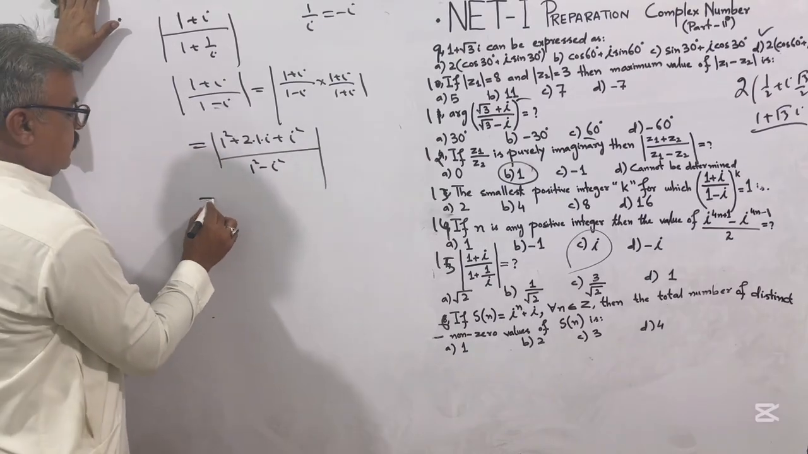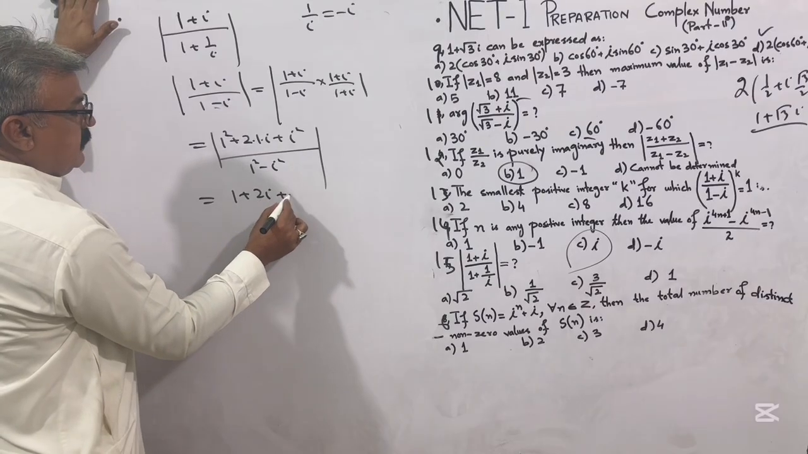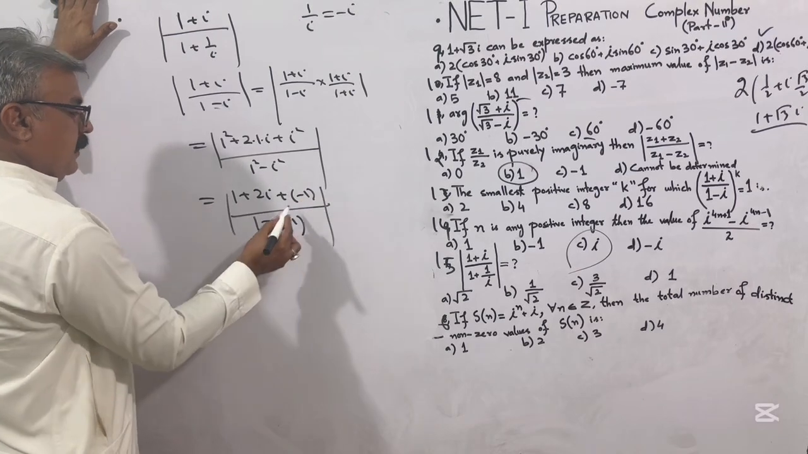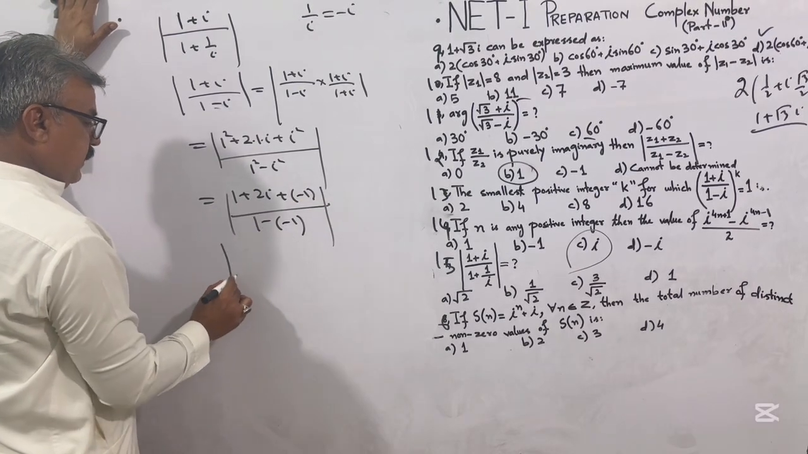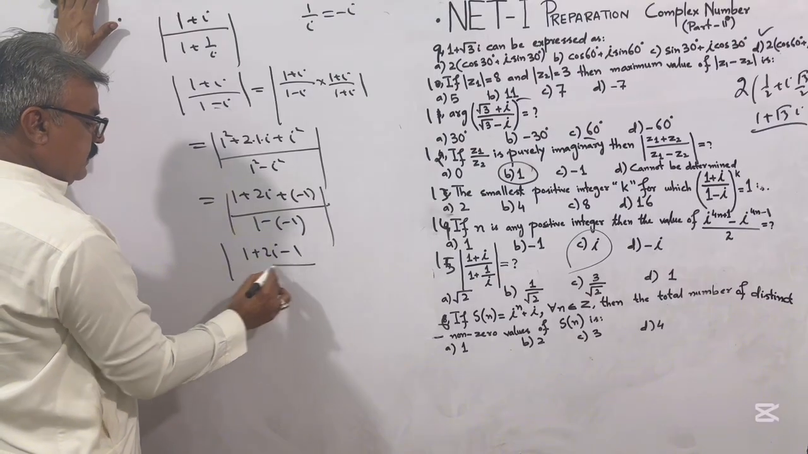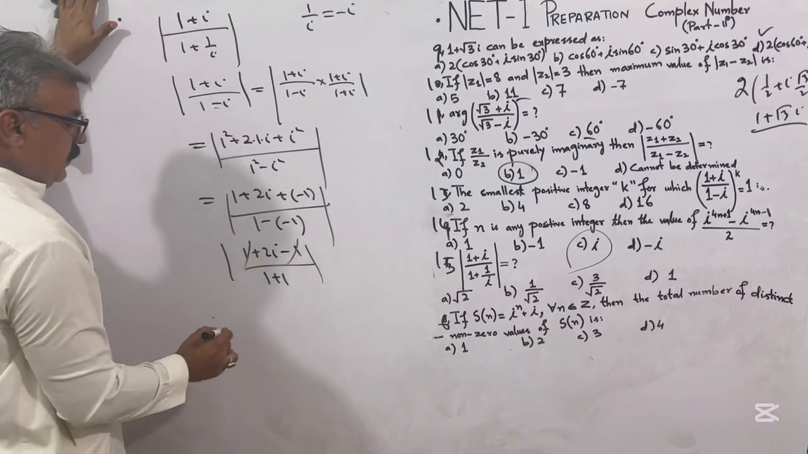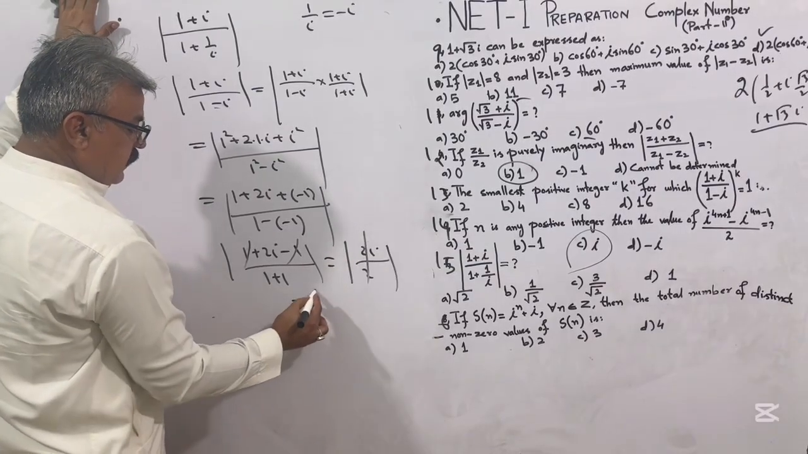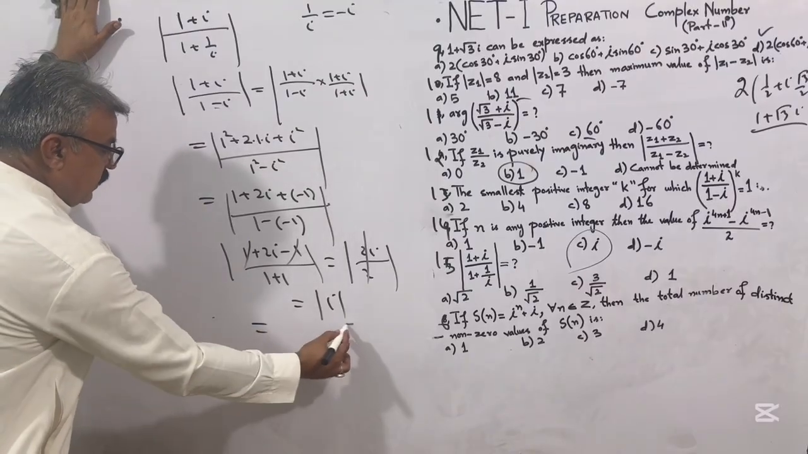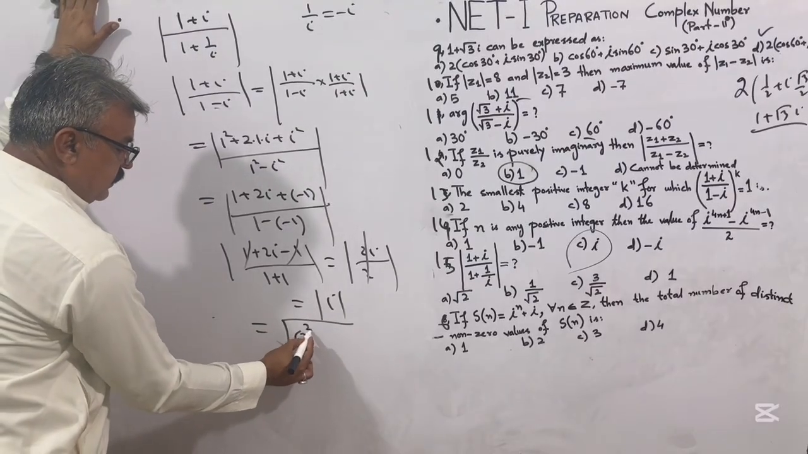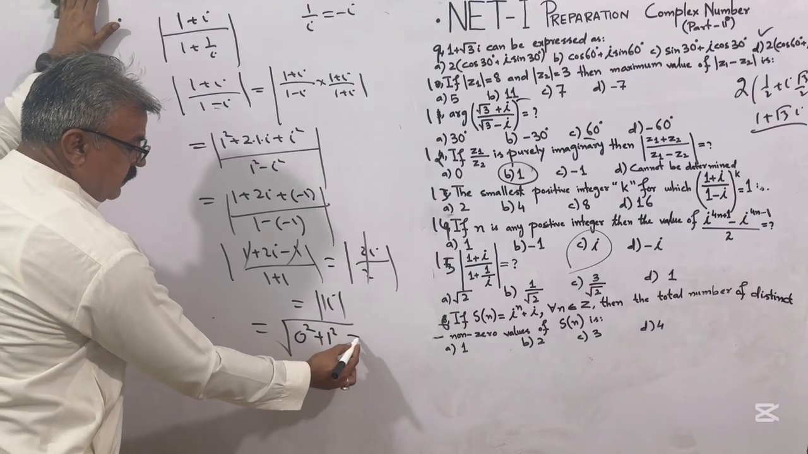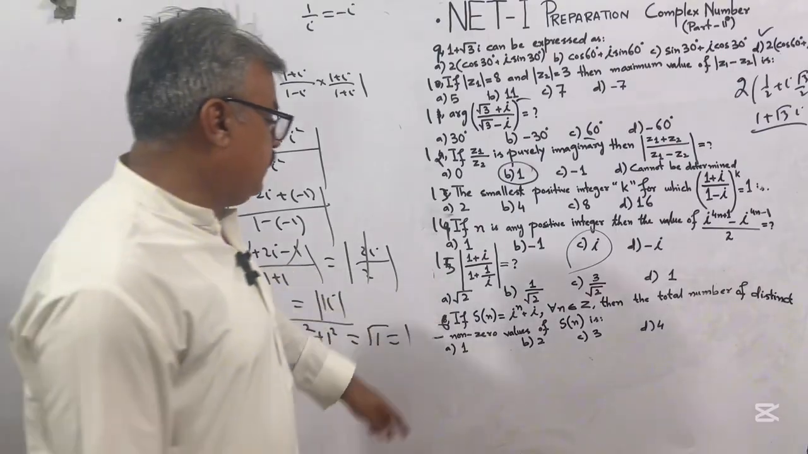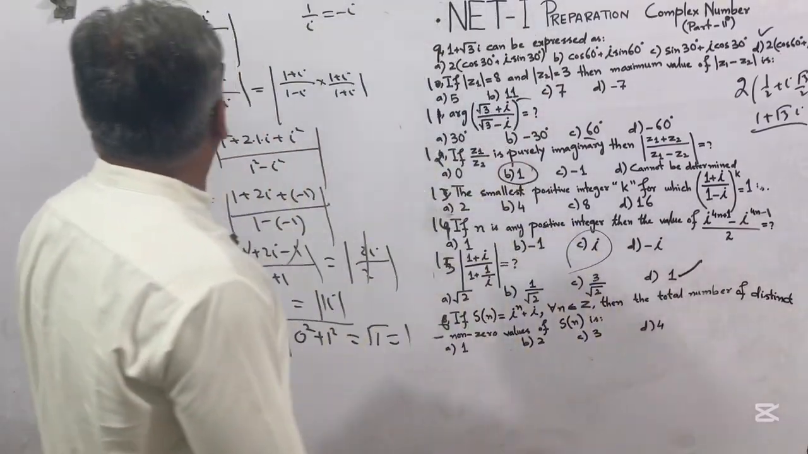Iota square is equal to minus 1. Here also iota square is equal to minus 1. Minus plus minus, minus minus plus. It will become 1 plus 2 iota minus 1, divided by 1 plus 1. No more. We have 2 iota divided by 2 cancelled out. We have only iota. Finding its magnitude, no real part, 0. Coefficient of iota is 1, 1 square, and square root of 1 is 1. So magnitude of this is also 1.